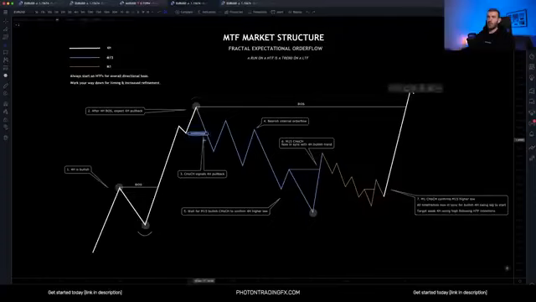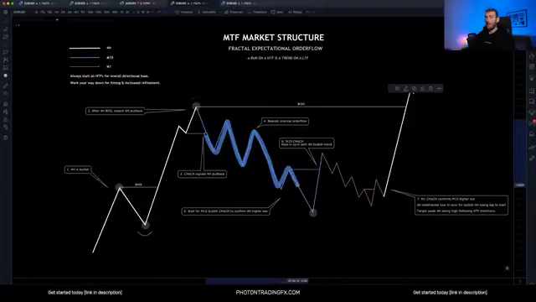We wait for the M15 to switch bearish. We can then trade this short, but we have to be aware that at any point that higher time frame, that 4-hour time frame, is going to take over. It's going to switch bullish.